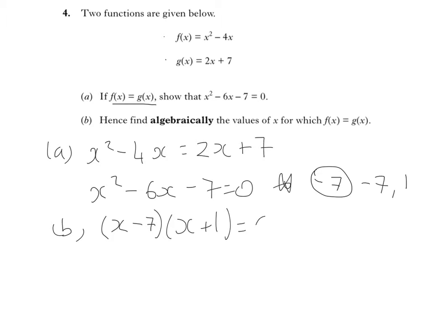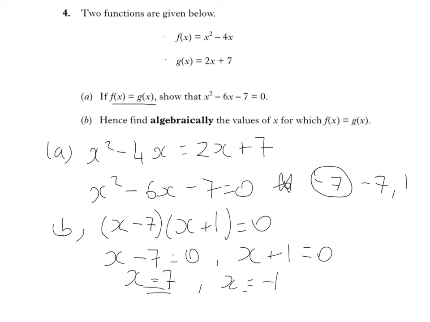And that's equal to 0. That gives us x minus 7 is equal to 0, and x plus 1 is equal to 0. Bring that across, x equals 7, and my second solution is x equals minus 1, and that's the end of the question.